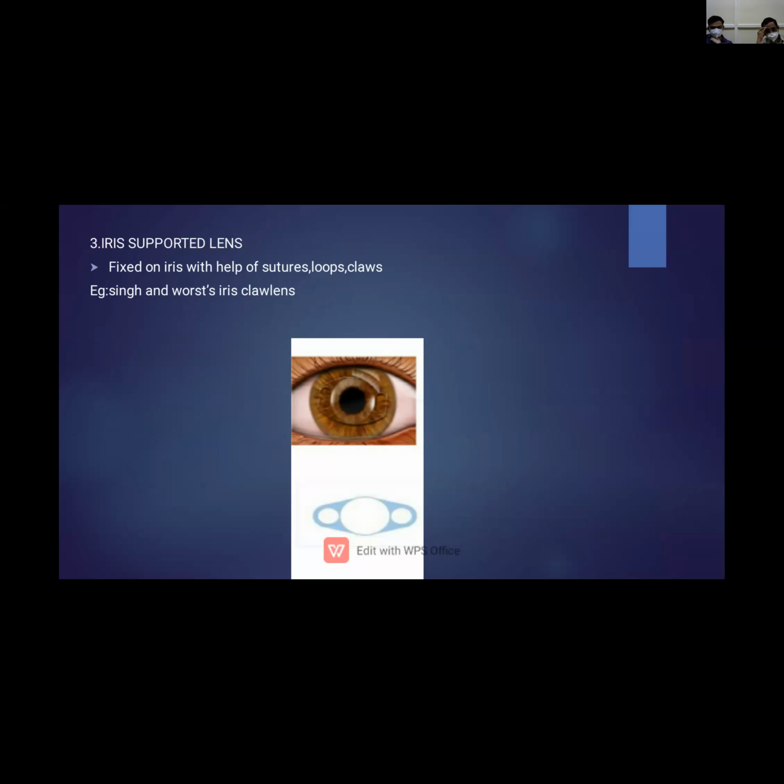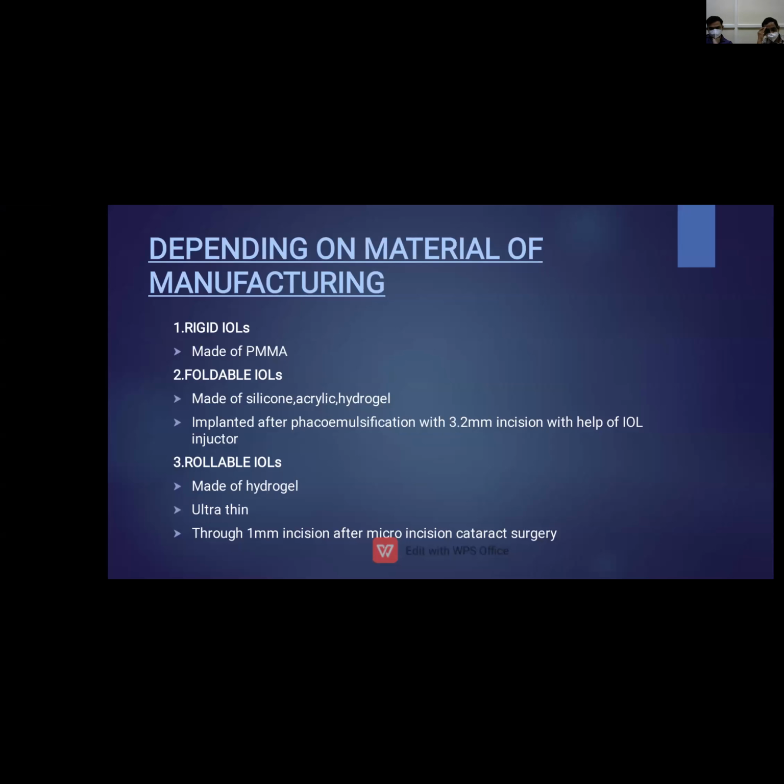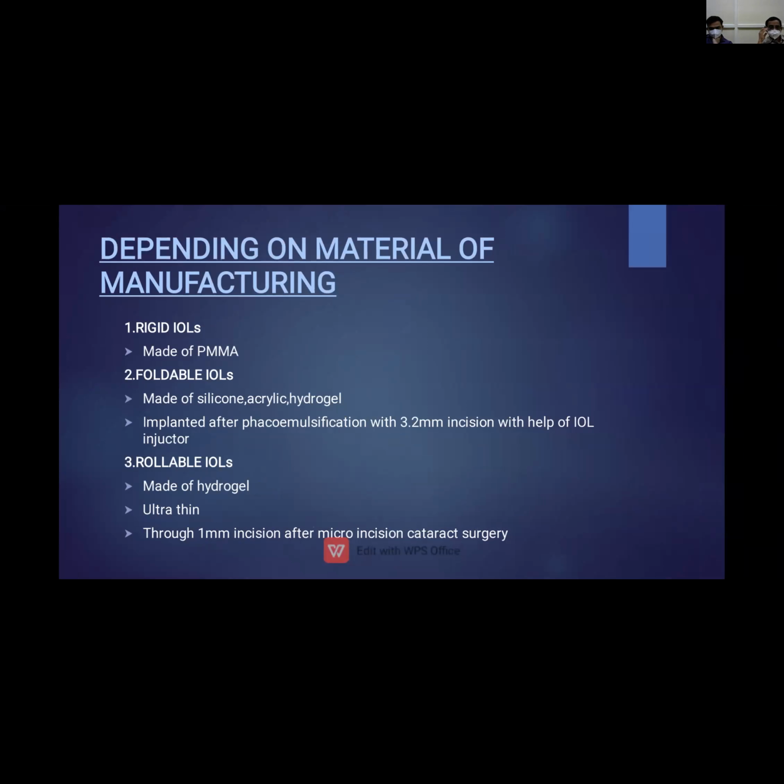Iris supported lens. They are fixed on the iris with the help of sutures, loops, claws. Example, Singh and Worst iris claw lens. Depending on the material of manufacturing, there are rigid intraocular lenses made up of PMMA, polymethyl methacrylate, and foldable intraocular lenses. These are made up of silicone, acrylic, hydrogel.